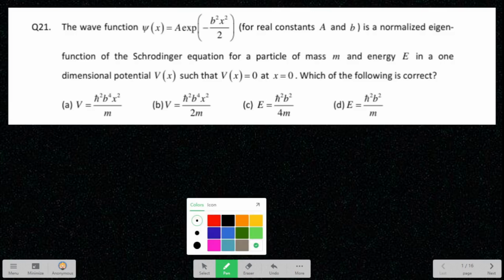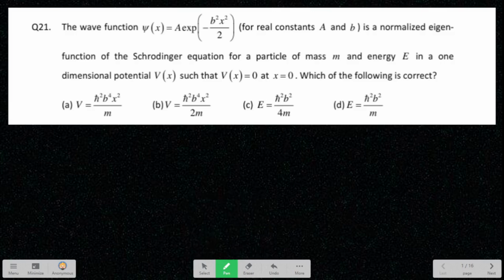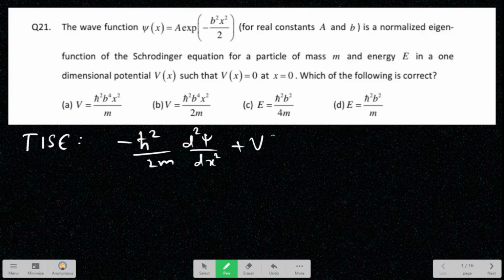So in these types of problems where we are given psi and V and we have to calculate E, or we are given psi and E, we have to calculate V, we can make use of the time-independent Schrödinger equation, which in one dimension is minus h cut square upon 2m d square psi upon dx square plus V of x psi is equal to E psi.